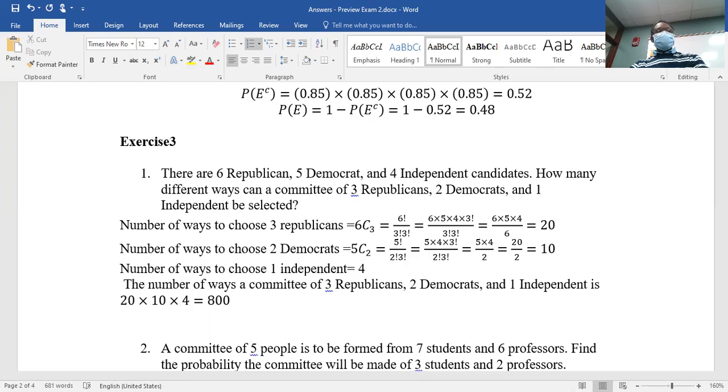So we have 3 stages: selecting 3 Republicans out of 6, selecting 2 Democrats out of 5, and 1 independent out of 4. So we want to know the number of ways of doing each of those. The number of ways to choose 3 Republicans is 6 combination 3. 2 Democrats, 5 combination 2. 1 independent, 4 combination 1, which is 4. And now we multiply it through.